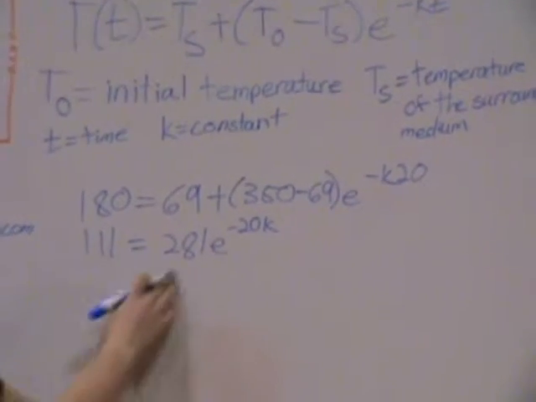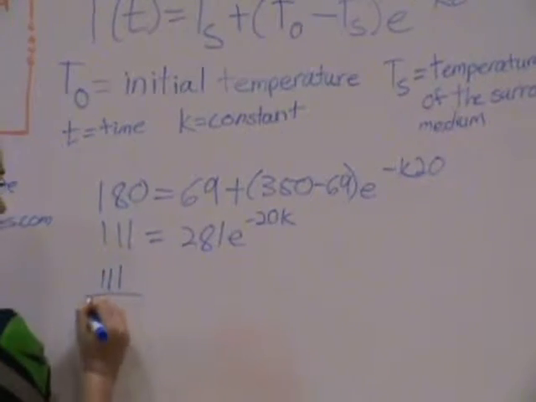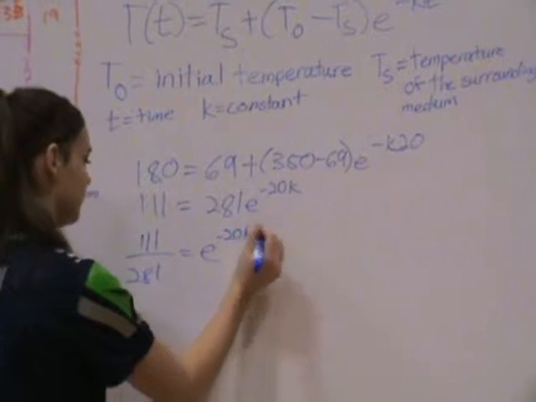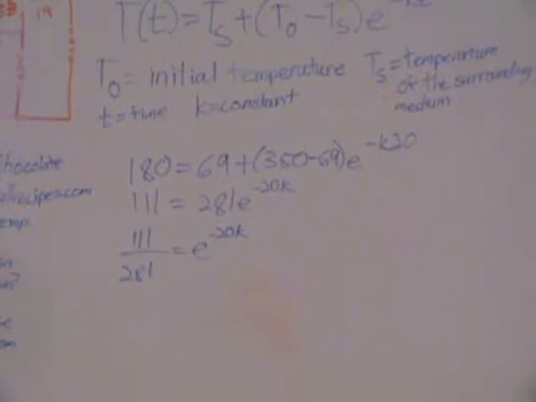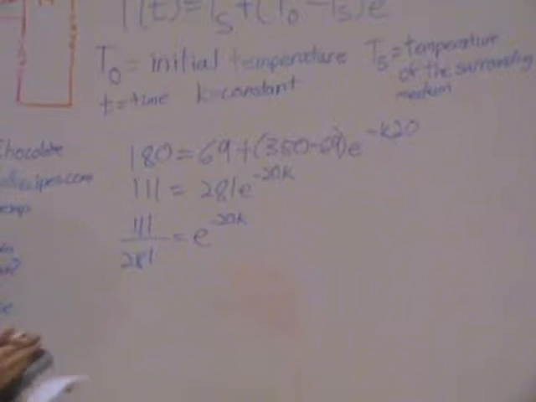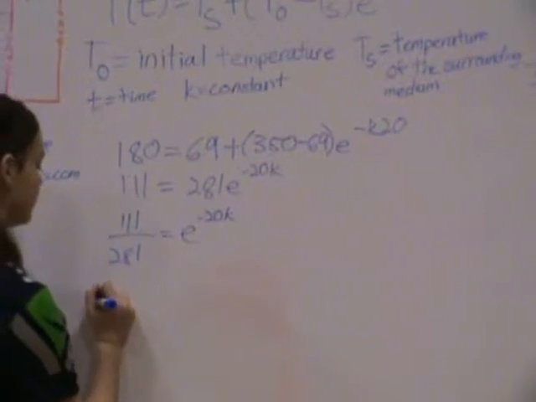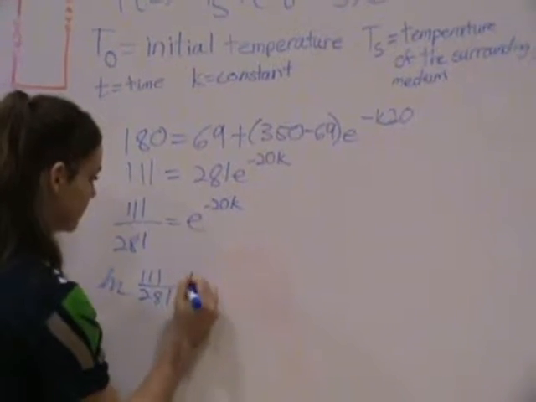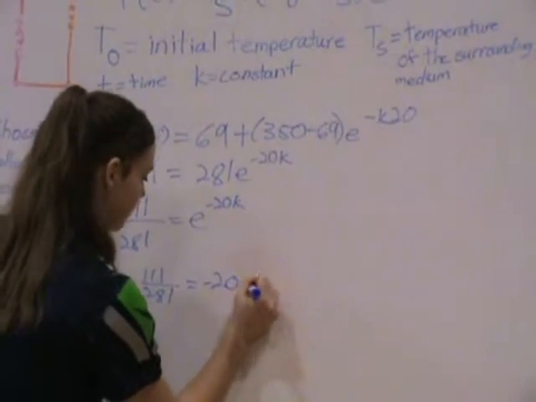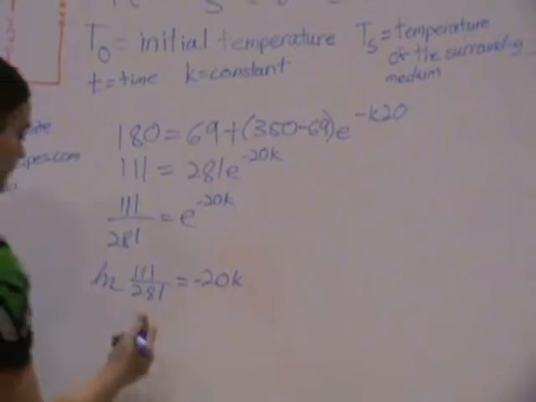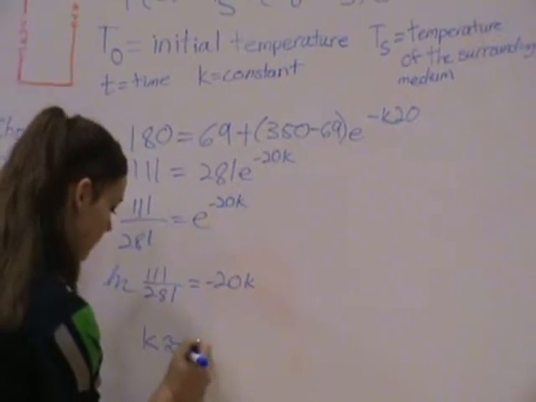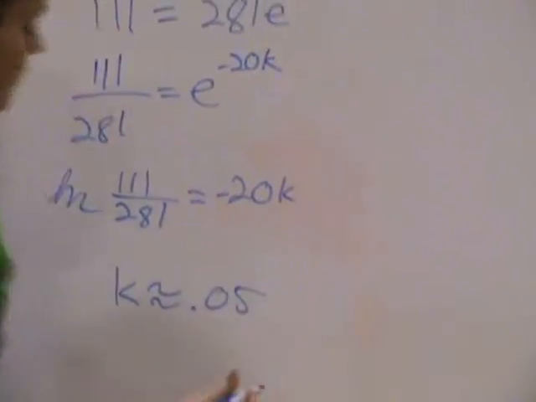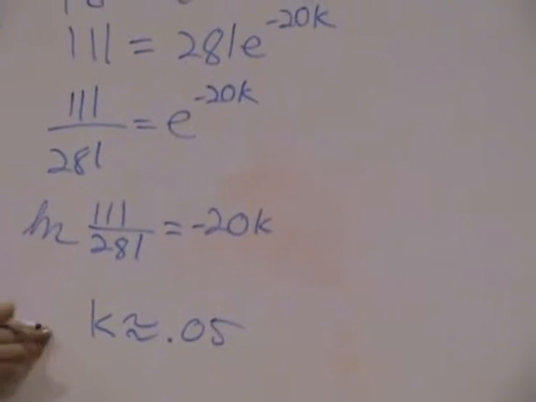Then you would divide by 281. You get 111 over 281 equals e to the negative 20k. And now you would use the natural logarithm to get rid of this number e. So you would take the natural log of 111 over 281 equals negative 20k. Then you would divide by negative 20, and for k, you would get about 0.05. And so that would be your constant.